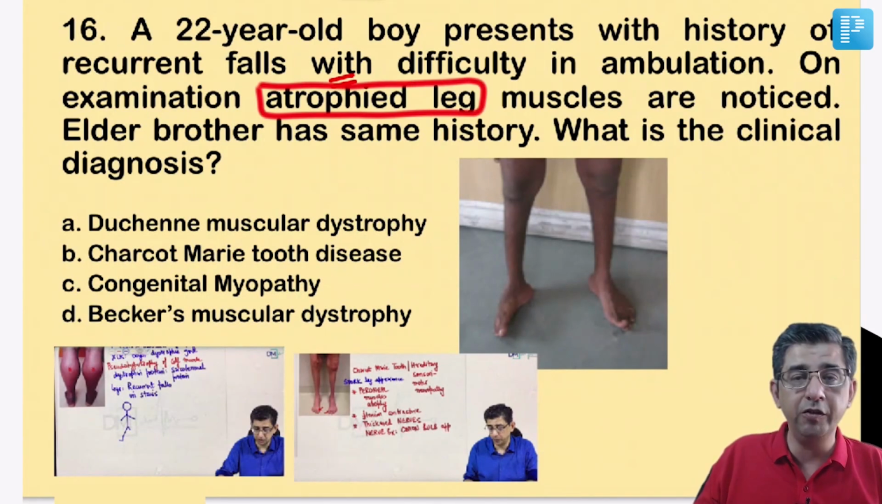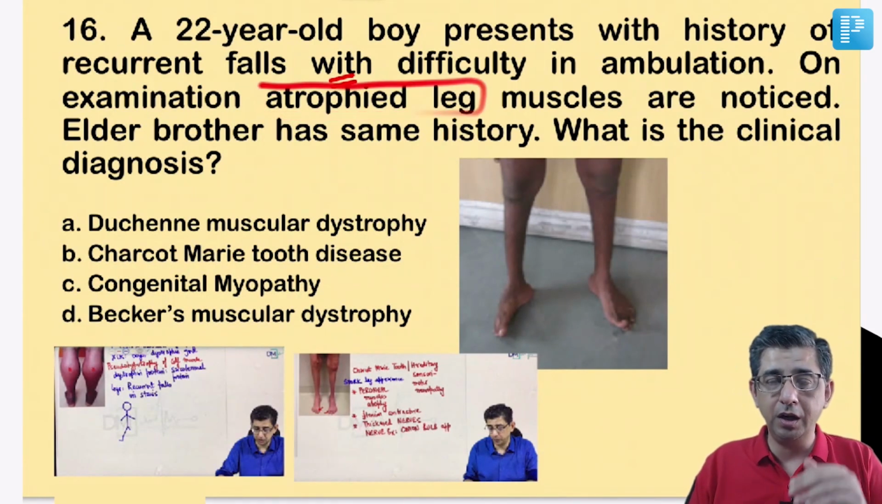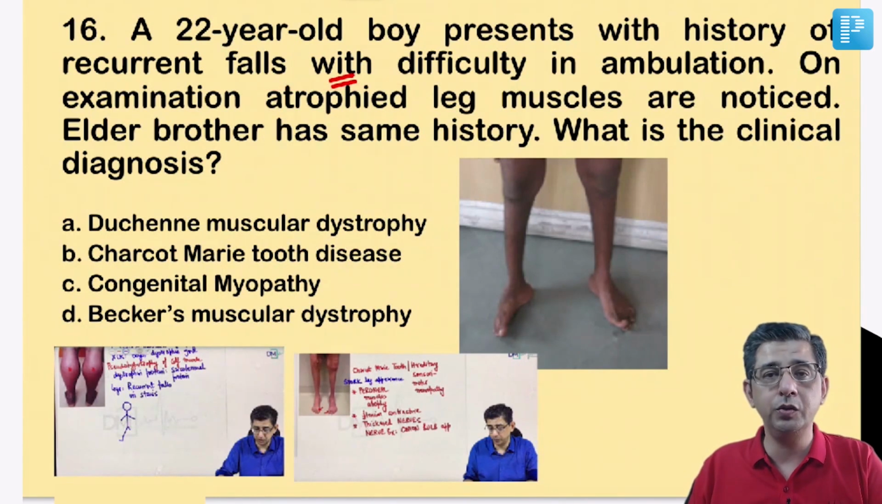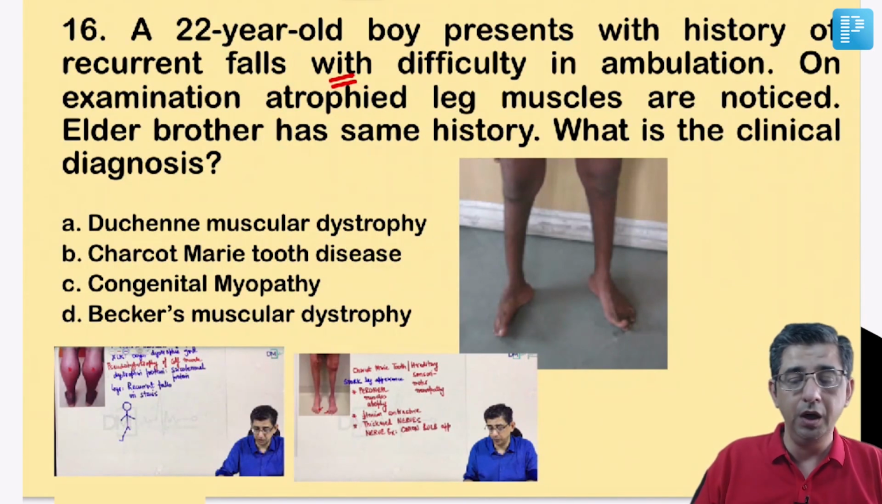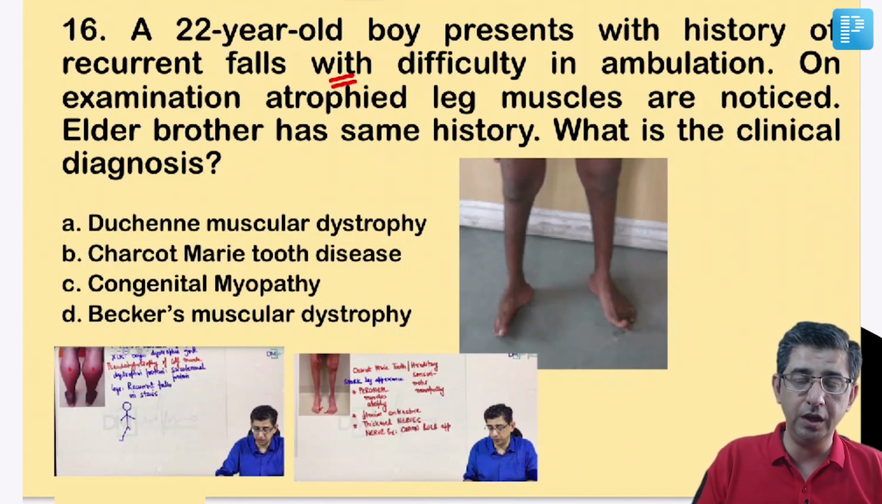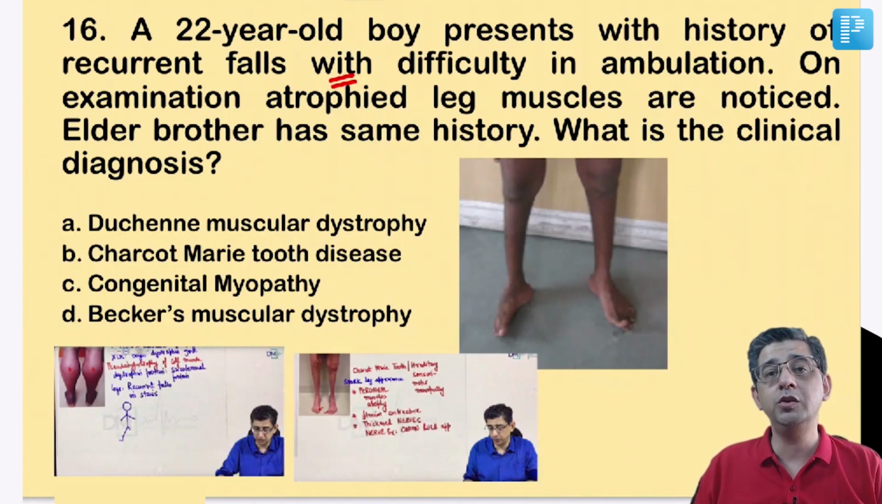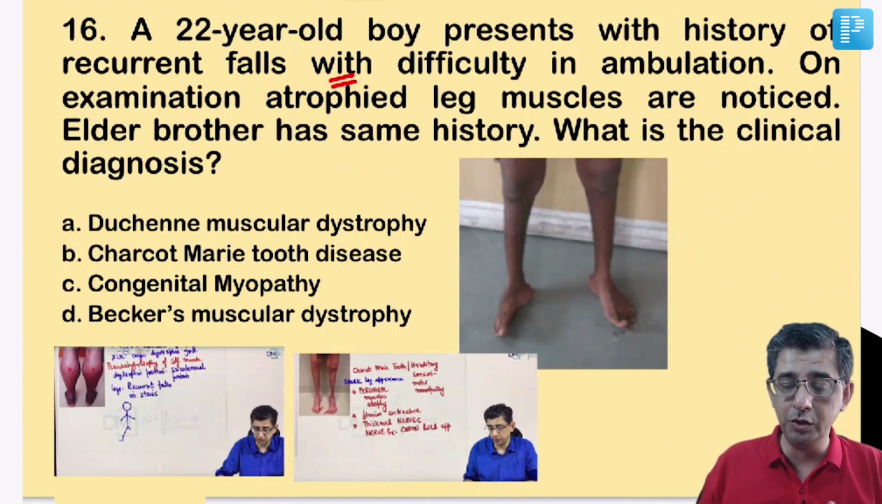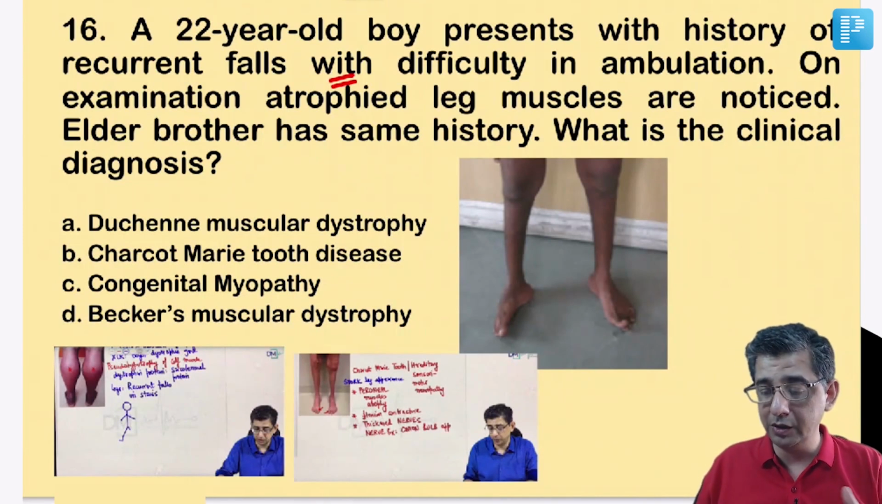But I think everybody is agreeing to the fact that our first thought process on reading this question was Duchenne's muscular dystrophy. Every time you read a question on a boy who's having difficulty with his gait, if he mentions waddling gait, if he mentions a Gower sign, if he mentions pseudohypertrophy of the calf muscles, you know it is Duchenne's muscular dystrophy.